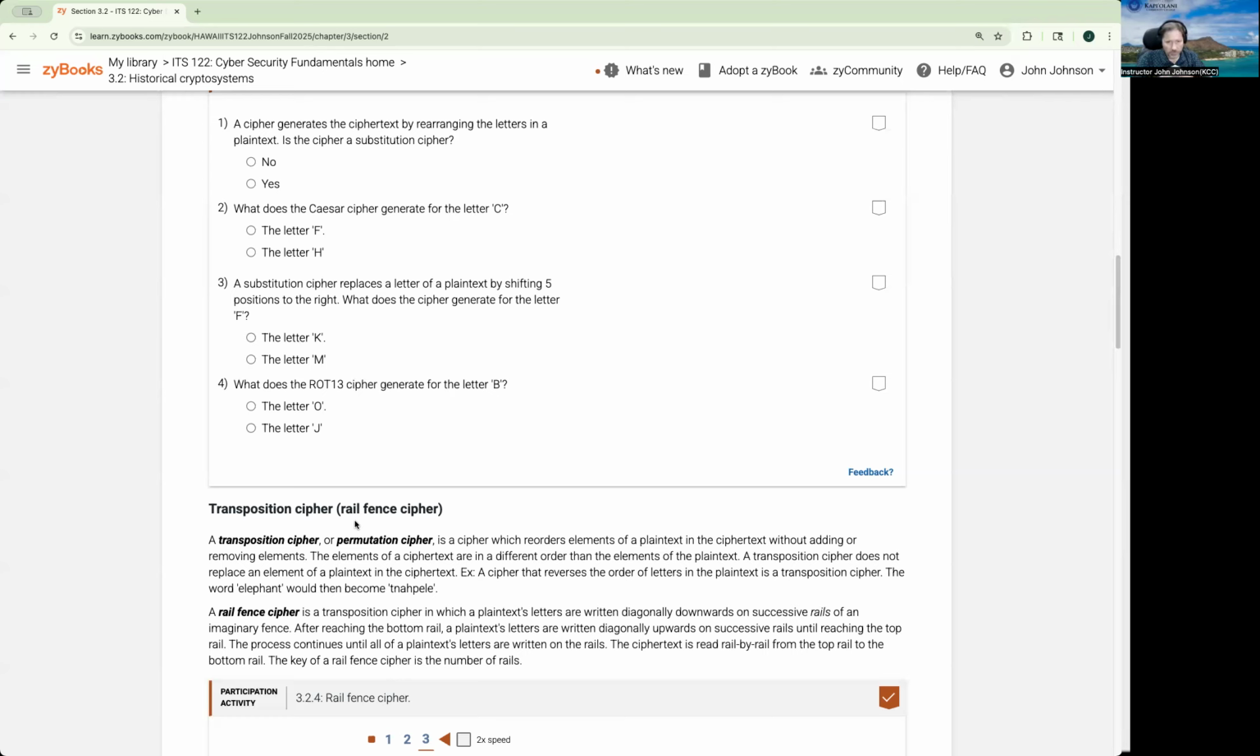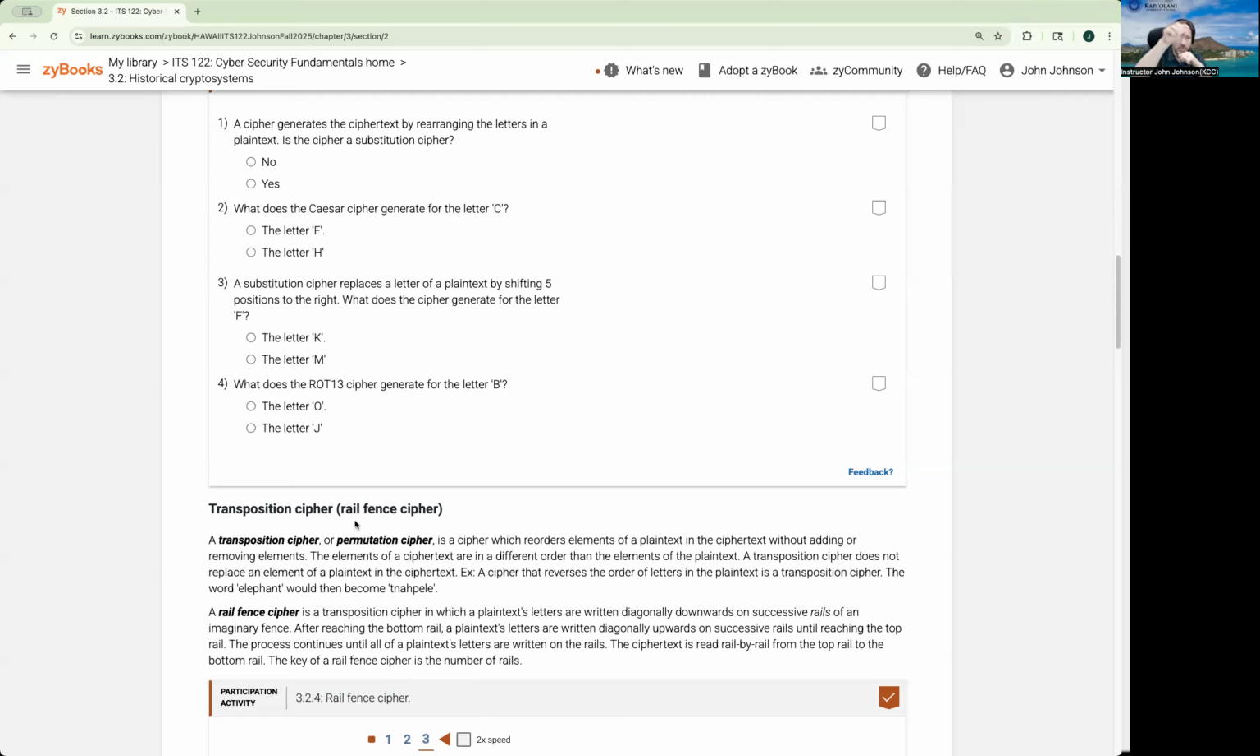So the rail fence cipher is a specific transpositional cipher in which the plain text letters are written diagonally downwards on successive rails of an imaginary fence. After reaching the bottom rail, plain text letters are then written diagonally upwards on successive rails until reaching the top rail. Then the process continues again down towards the bottom, and it keeps on going until you run out of words there. So the ciphertext is read rail by rail from the top rail across down to the bottom rail.